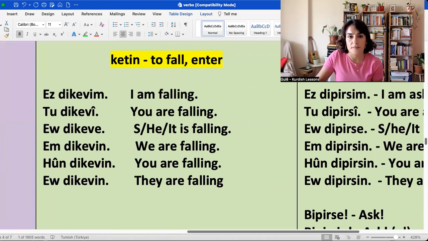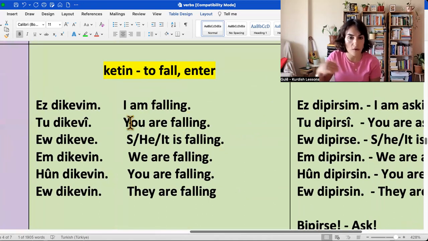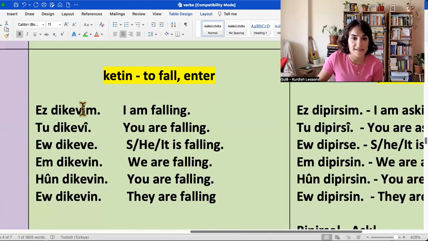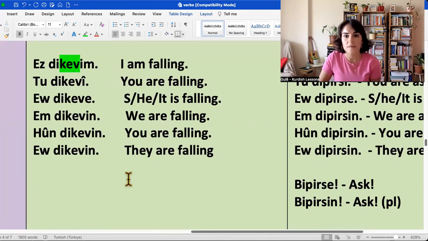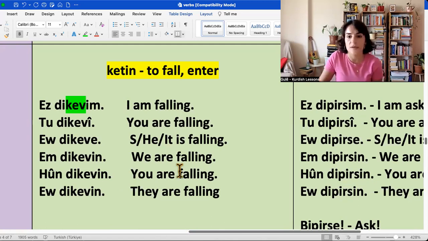And here, so captain is to fall or to enter. The present stem is kept. The Kevin, the Kavi, the Kave, the Kevin. Okay? As the Kevin, the Kavi, or the Kave.